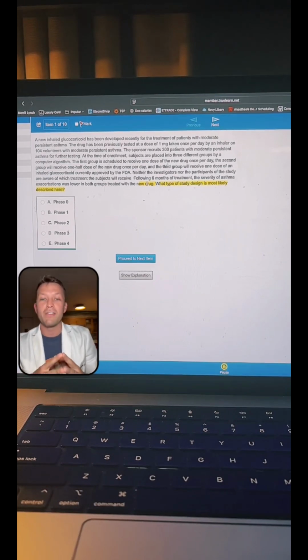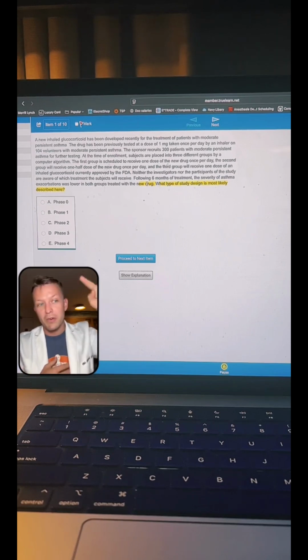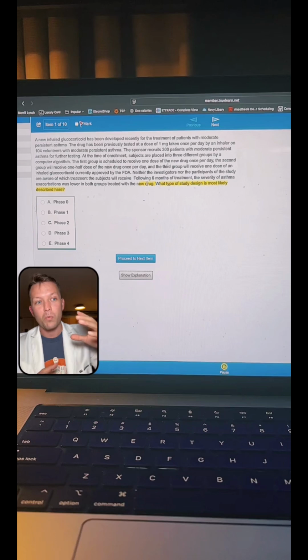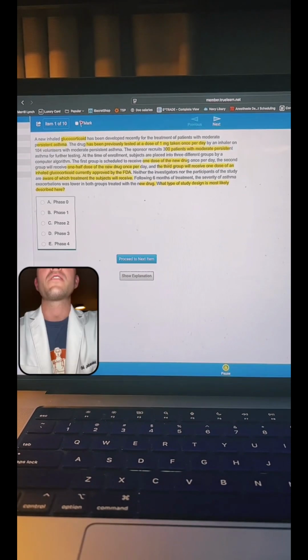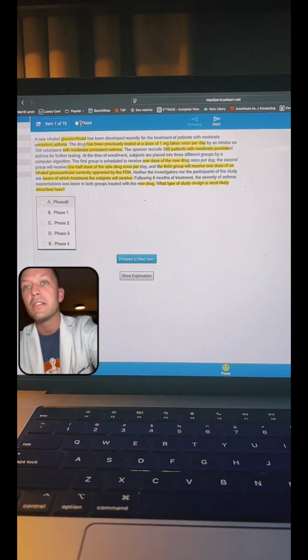The other thing with all of this too is that when you've read the question, now we're going to read the stem. And what you need to have in your mind is what the answer is before you look at the answer choices, okay? So let's see. Here's with moderate persistent asthma, and the sponsor recruits 300 more.